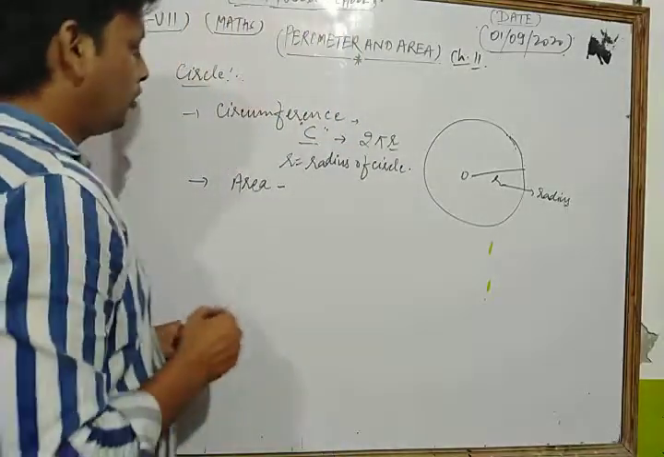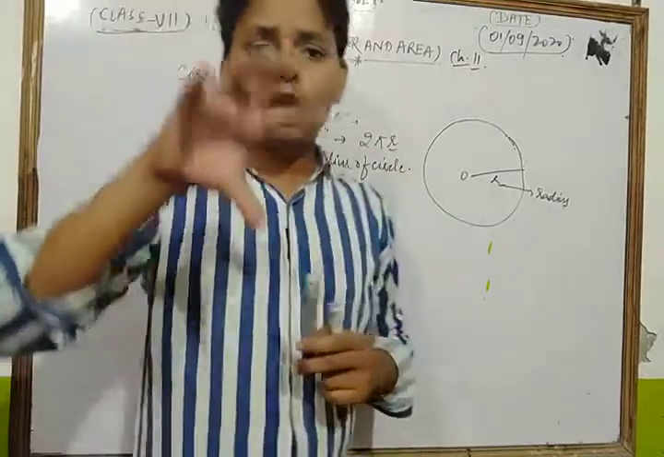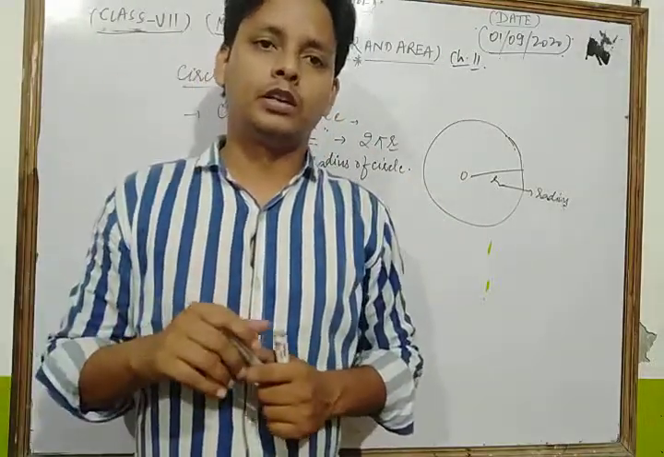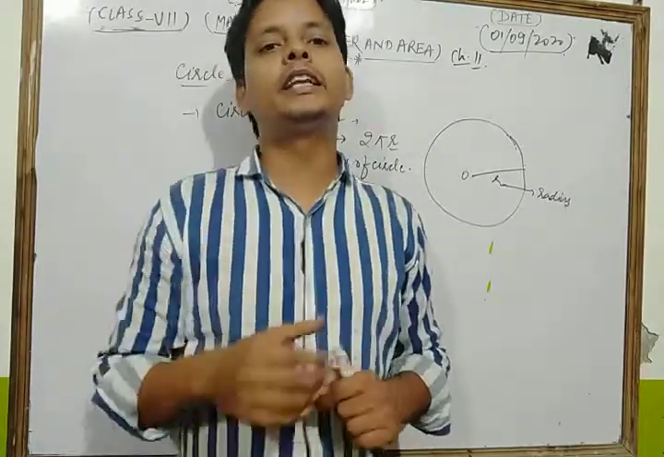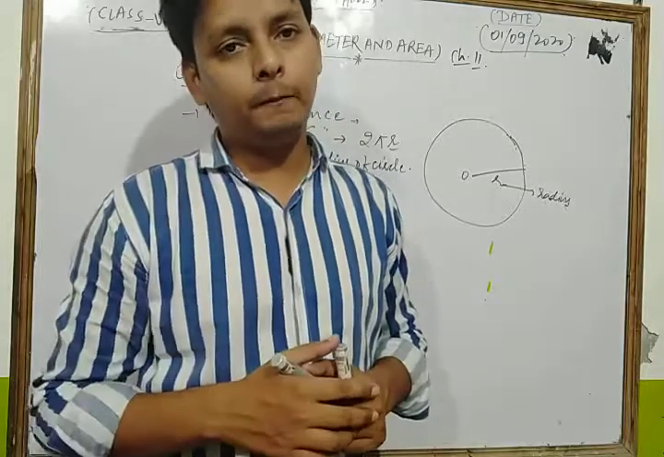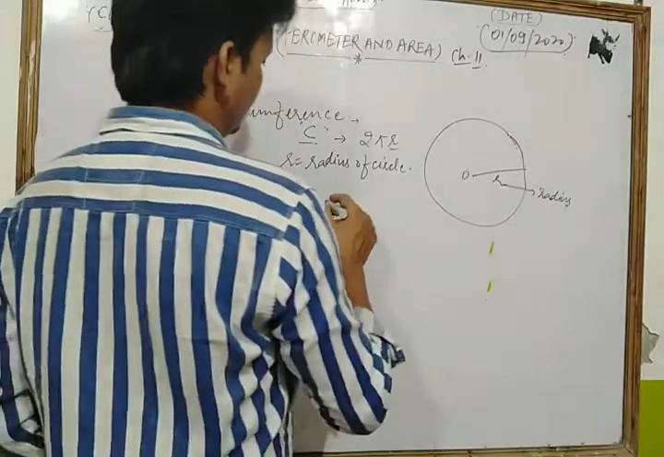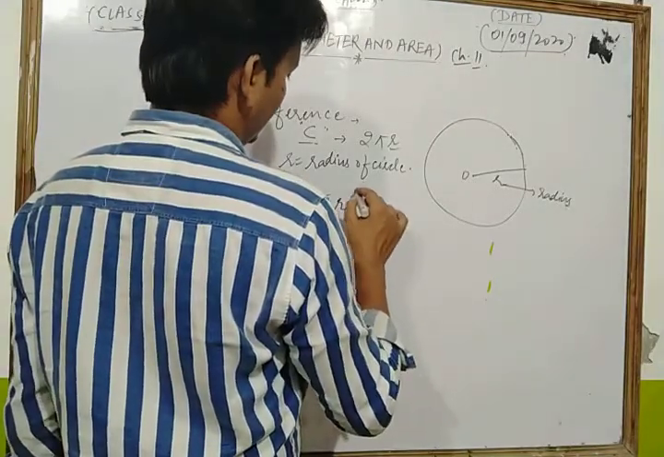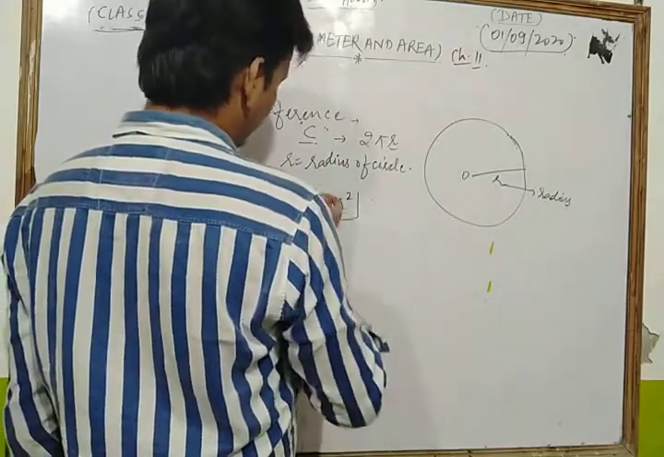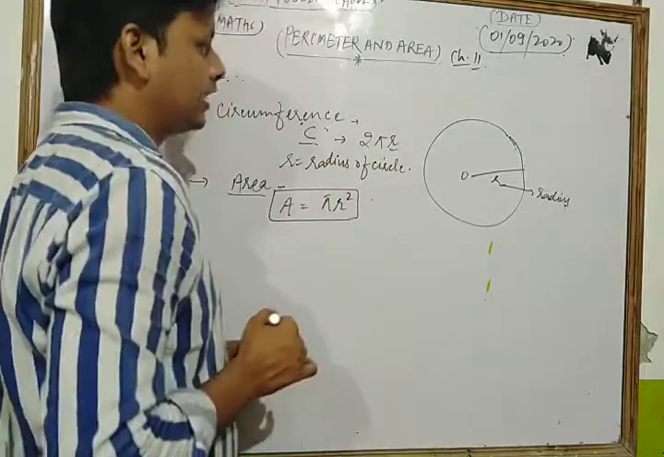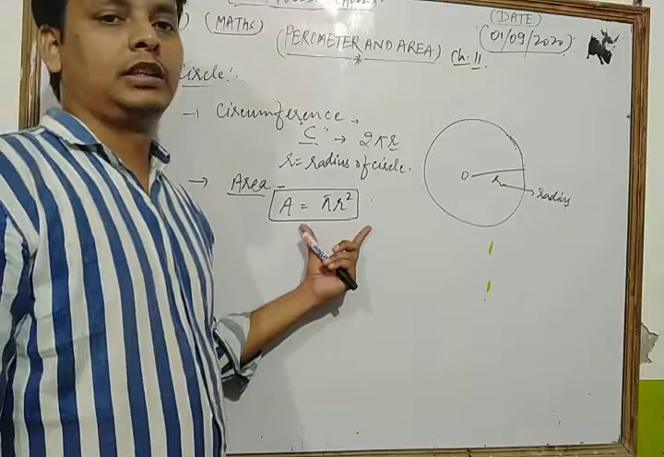Now we discuss the area of the circle. Dear students, area is the region occupied by any circular region. Area means the region occupied by a circular region. Okay? And the area of a circle, dear students, is pi r square. The formula of the area of a circle is pi r square.